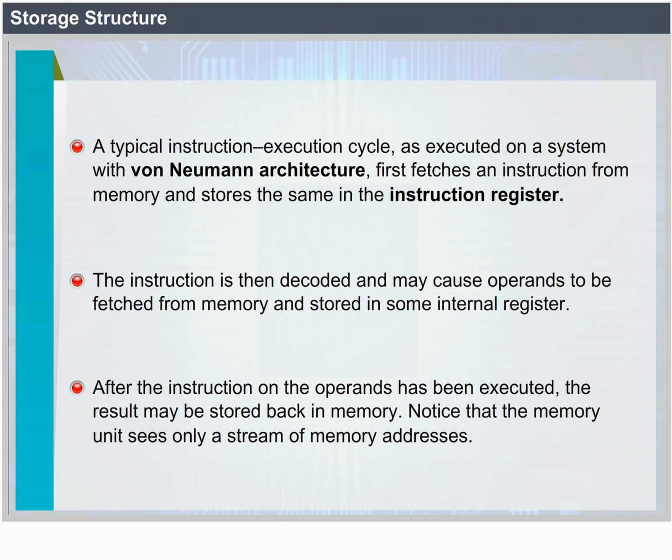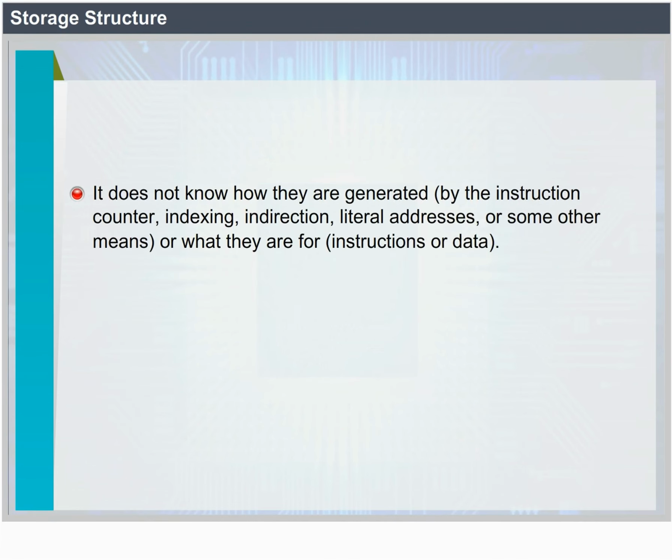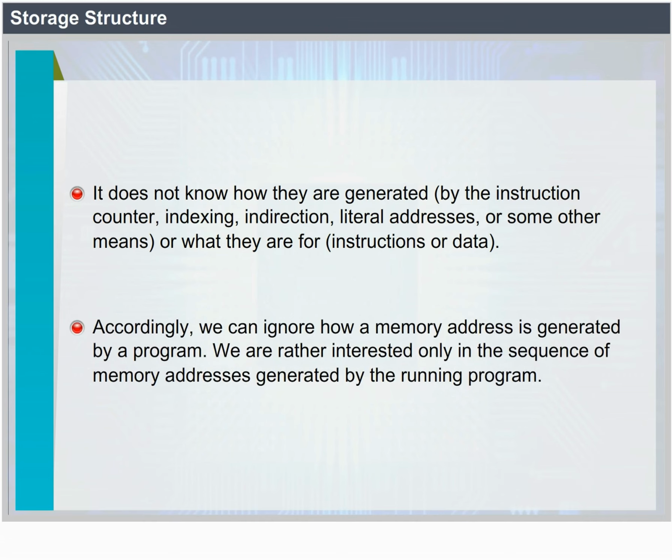Notice that the memory unit sees only a stream of memory addresses. It does not know how they are generated, by the instruction counter, indexing, indirection, literal addresses, or some other means, or what they are for, instructions or data. Accordingly, we can ignore how a memory address is generated by a program. We are interested only in the sequence of memory addresses generated by the running program.